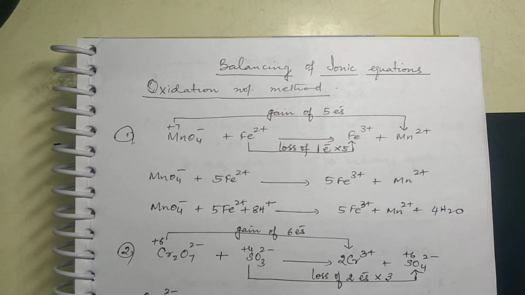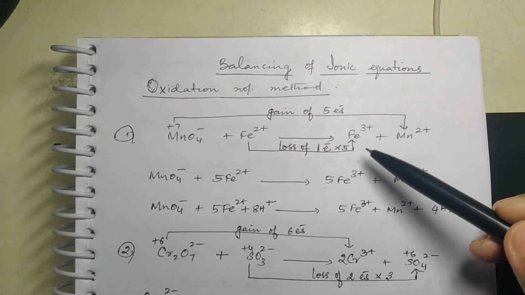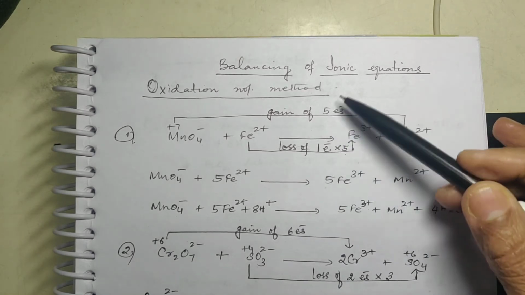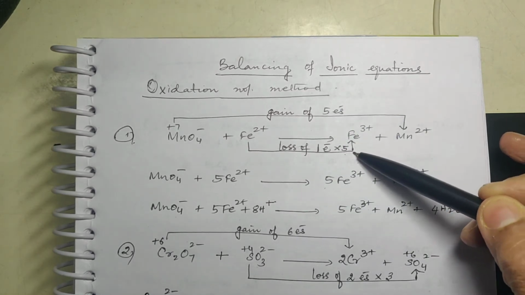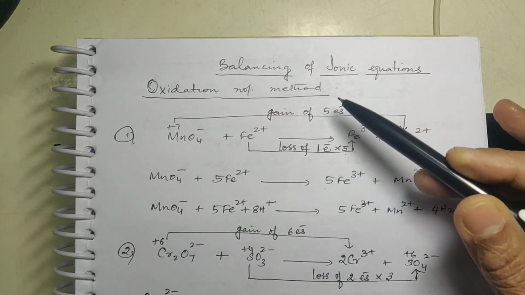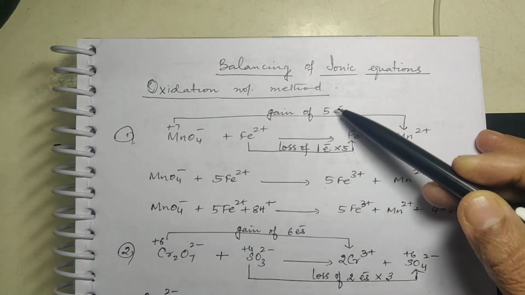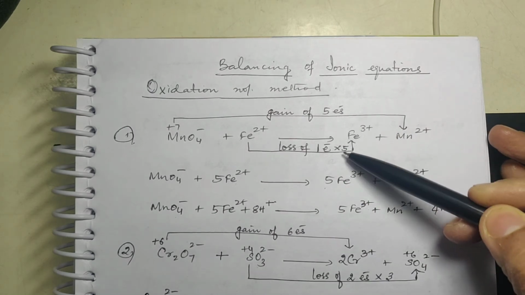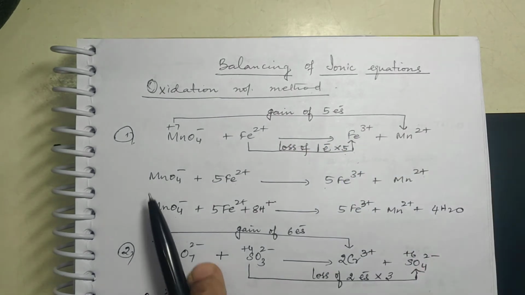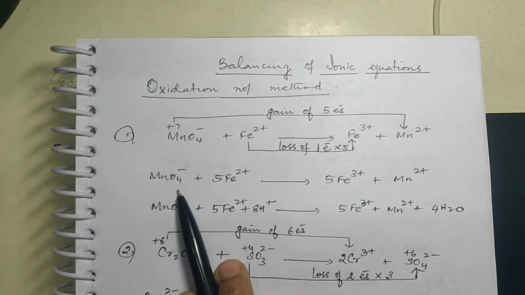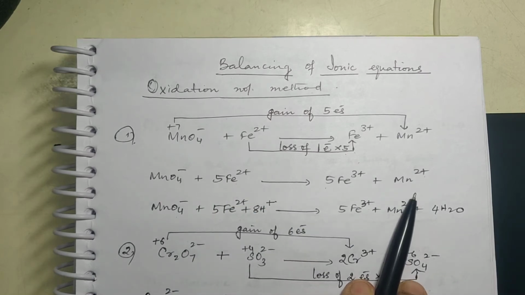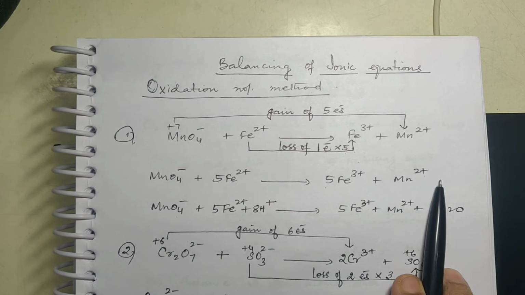Now once you have written, you know very well that if only 1 electron is lost and 5 electrons are gained, in order to eliminate the electrons, we multiply one equation by 5 so that the 5 electrons get eliminated. So here also we will do the same, we will multiply by 5. This alone you will multiply by 5. So the next equation turns out to be MnO4 minus plus 5 Fe2 plus giving you 5 Fe3 plus plus Mn2 plus. So this has come to you, okay.